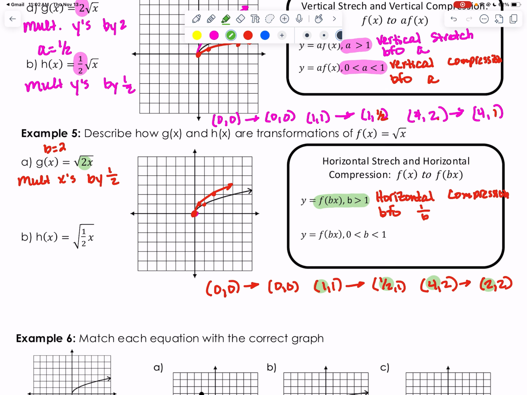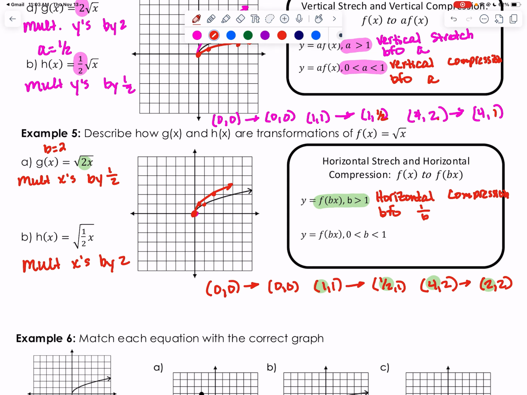All right. Our next example, we have h of x equals the square root of 1/2 x. Again, notice that the 1/2 is under the square root. So it's going to do the opposite of what you think is going to happen. So it's going to multiply the x's by the reciprocal of 1/2. And the reciprocal of 1/2 is 2.